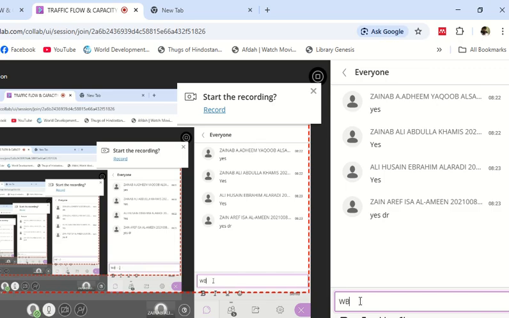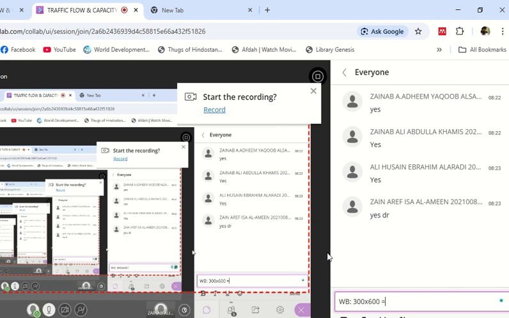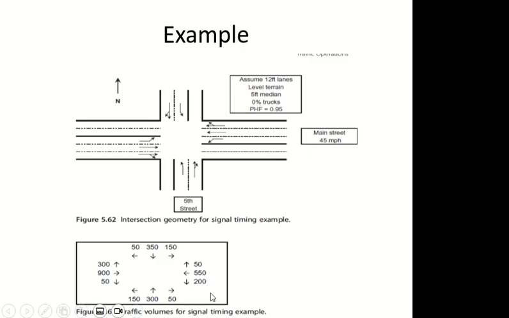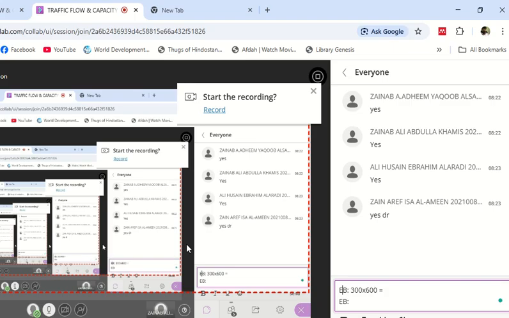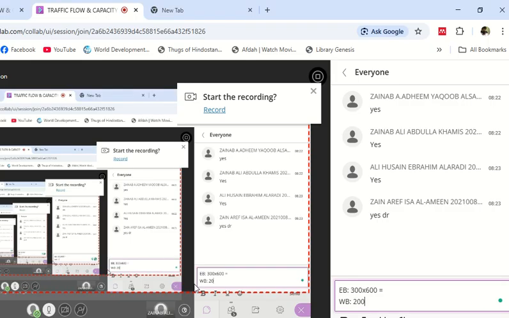So we have westbound, 300 multiplied by 600. How much is that? Then for eastbound, left turning is, sorry, this is what we call westbound. Westbound means going towards west, so 200 is facing west, right? So 200 here and 950 on the other side.